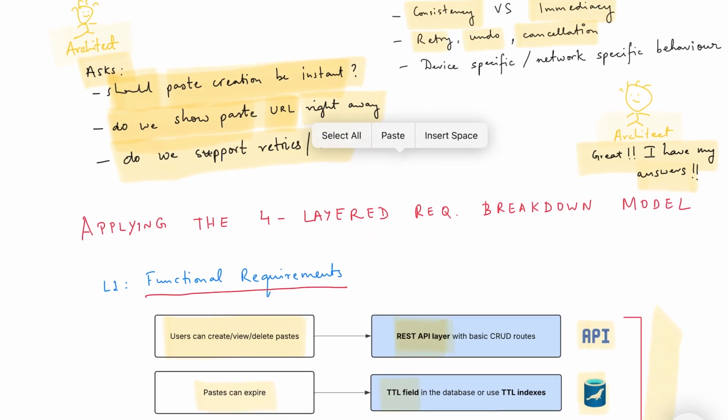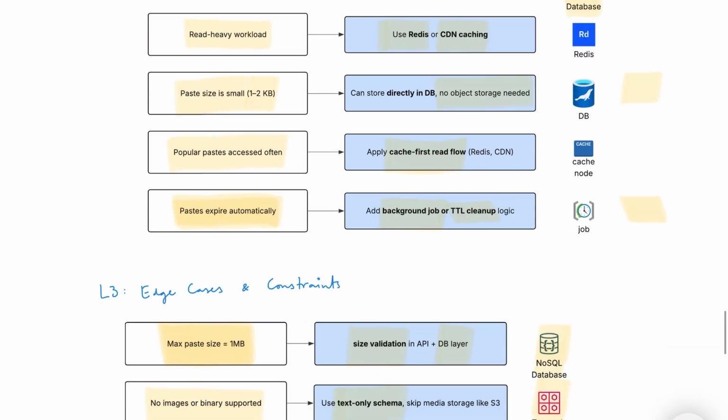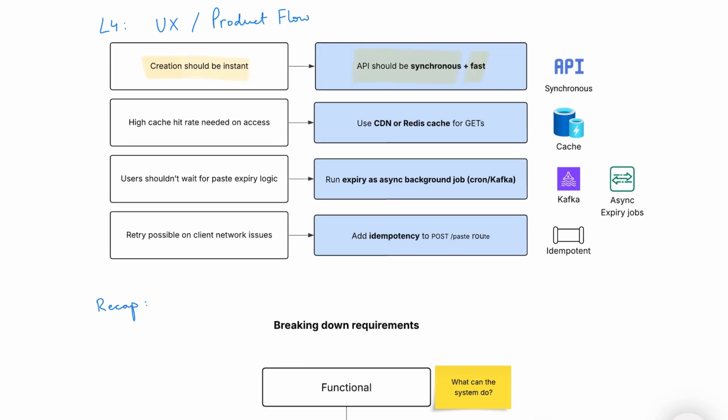Let's see. Do we show the paste URL right away? This corresponds to two things. Let's say the user is accessing an existing paste. As we have implemented a cache, the paste should hit our cache, so the hit rate on the cache should be high. And the user should not wait for the paste expiry logic to run. Let's say I paste some content in our pastebin, and I should not see a loading screen that says validating content or something like that.